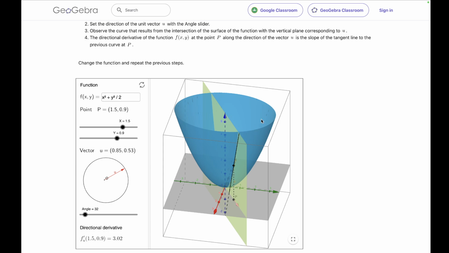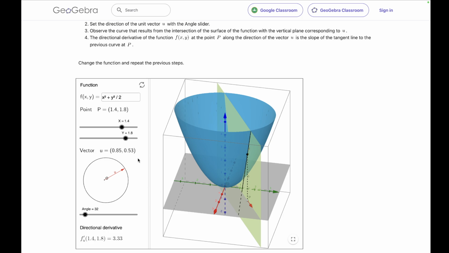So this is the surface, and this is the x-axis. This red color is the x-axis, this green color is the y-axis, and this vertical blue axis is the z-axis. So this is the function surface, the function x square plus y square by 2, and the point is this P. You can change this point this way, so this is the movement of the point according to x and y. This is the point P.